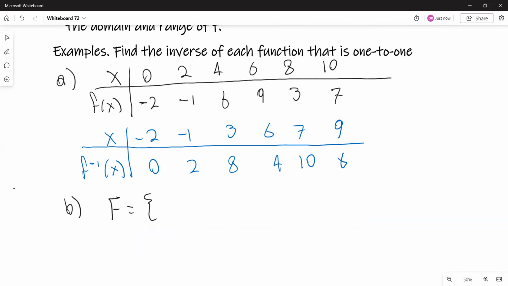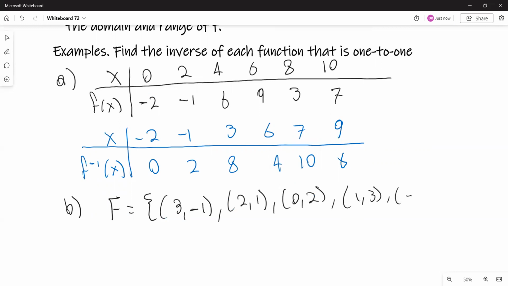The function is (3, -1), (2, 1), (0, 2), (1, 3), and (-1, 0). So you know that the function is one-to-one because no x value is repeated. In a function, no x value is repeated, and in a one-to-one function, no y value is repeated either.